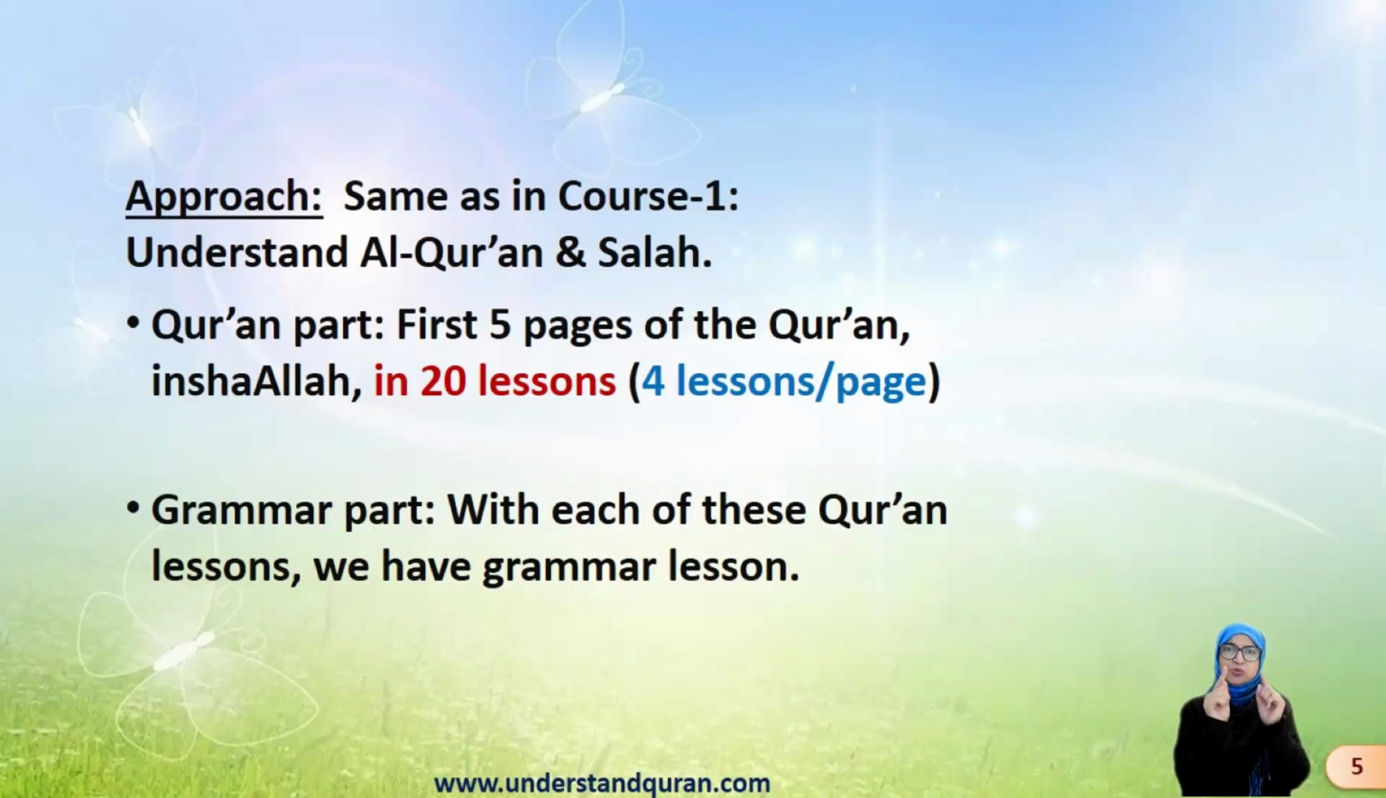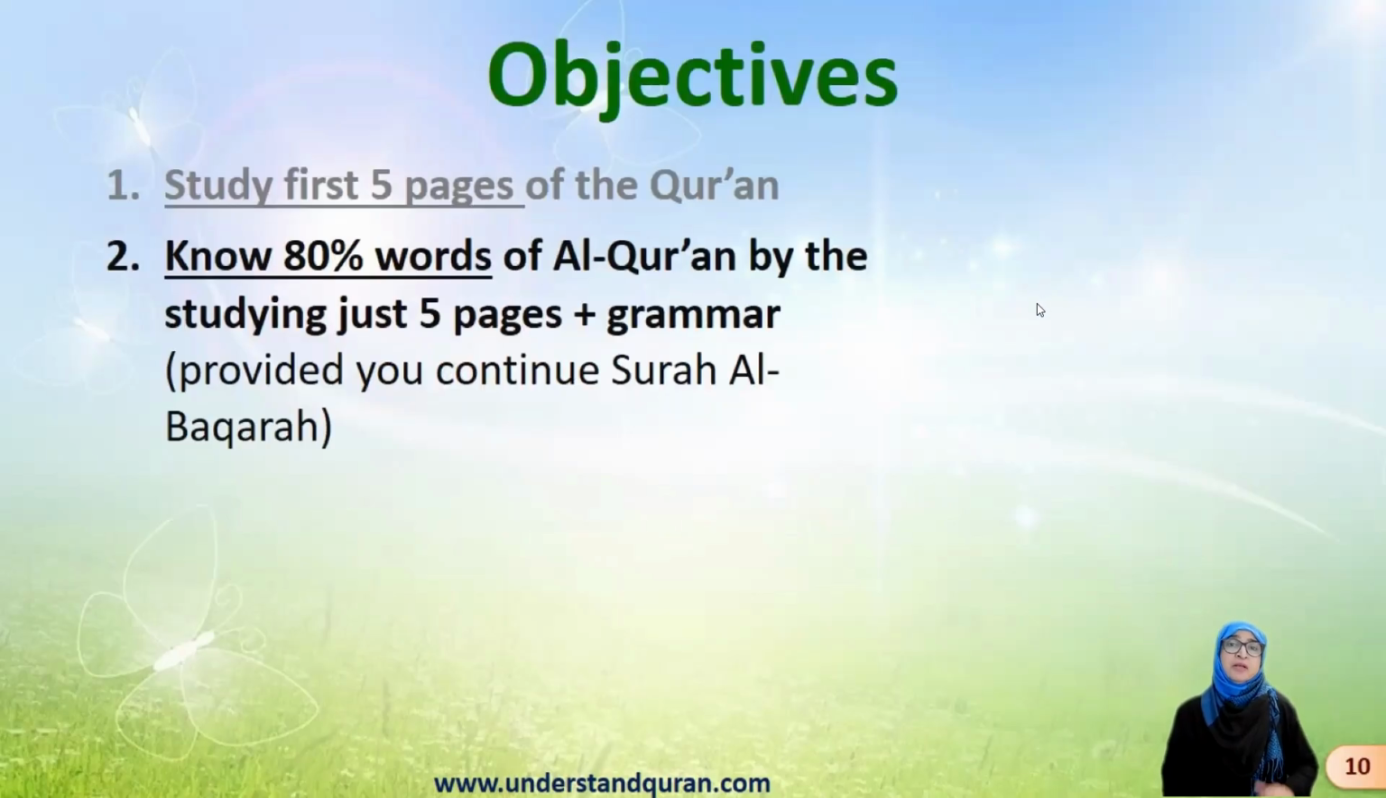And connected to each class, there will be a grammar lesson. So for page 1, if you're doing the first 2 lines of the Quran, there will be grammar connected to it, inshallah. The second objective of this course is to learn 80% of the words of the Quran by studying only the first 5 pages, and of course, the grammar connected to it.